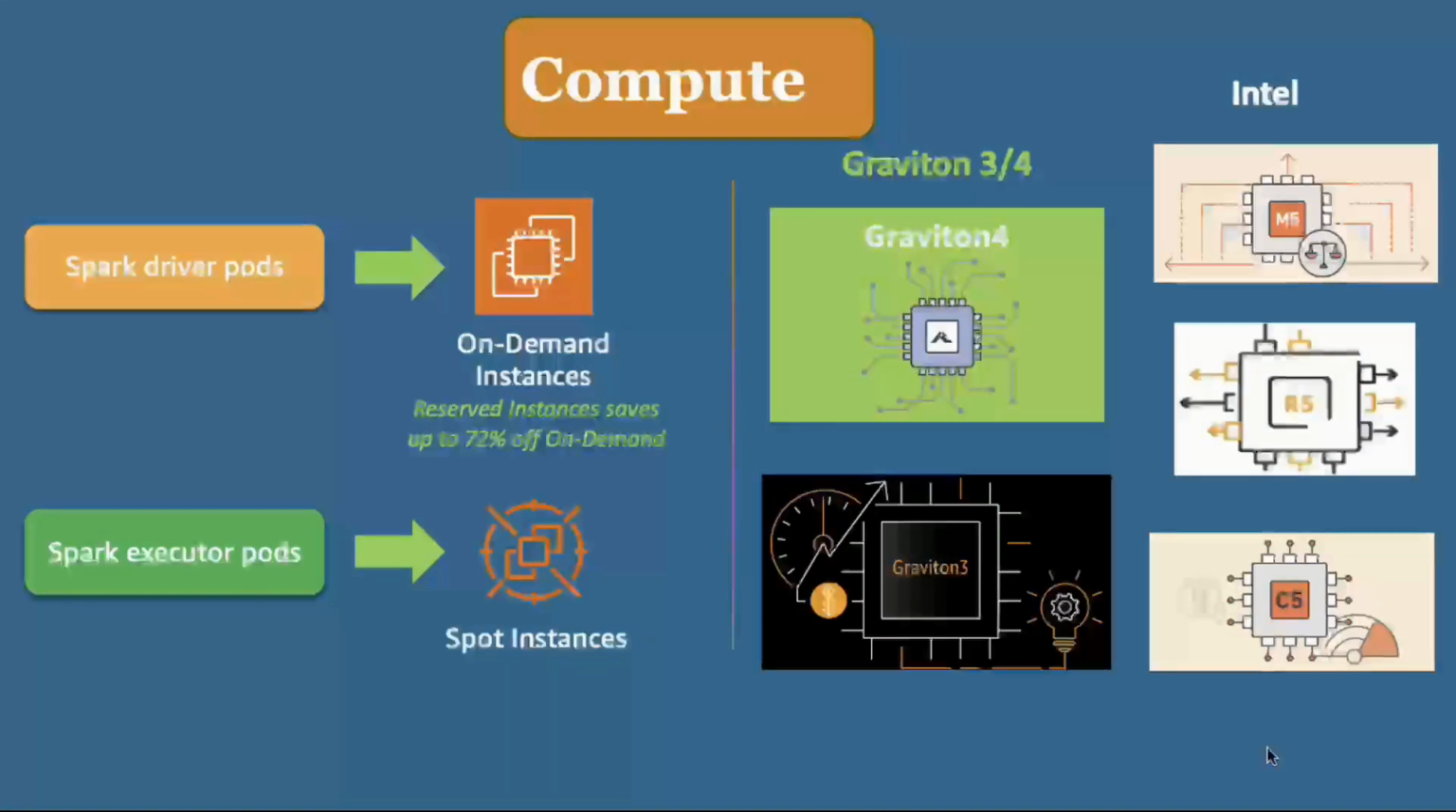Now, if the ratio is 1 is to 4 or more than 1 is to 2, then it will be general purpose. M series is optimal. And for 1 is to 8 configuration, it will be R series. So this is how you determine the instance type based upon this ratio and create the nodes accordingly.